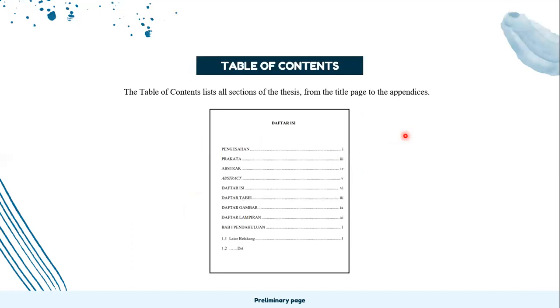The last of my explanation is about table contents. The table of contents lists all sections of the thesis from the title page to the appendices. For the example, you can look at it here. If you use the Indonesia language, you can write a daftar isi.